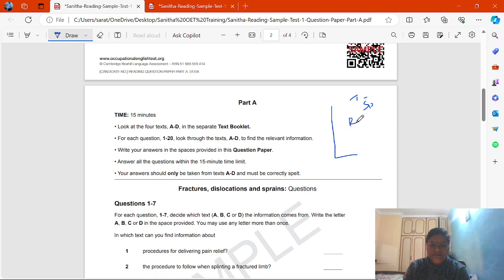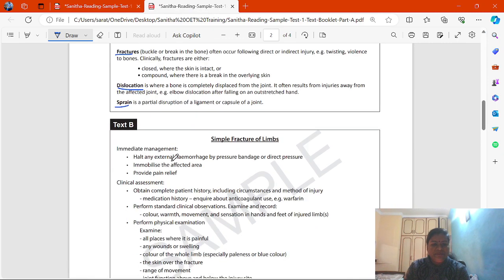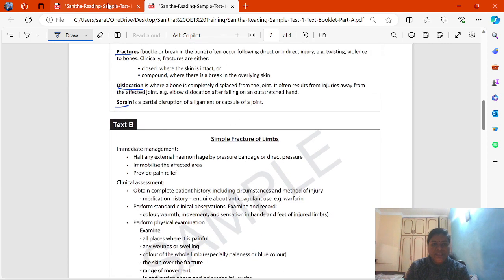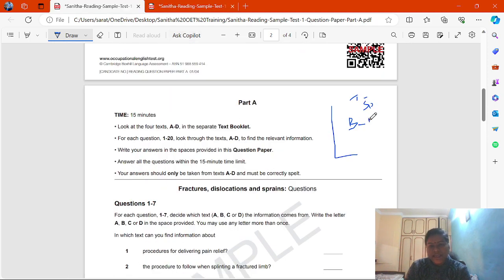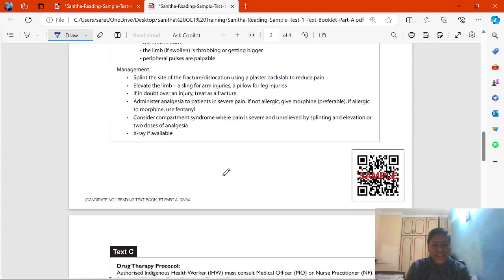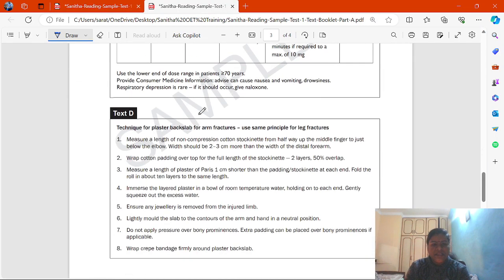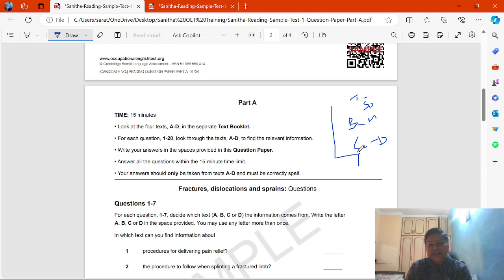Test B is immediate management, assessment and management. Test B, management and assessment. Test C is drug therapy. And Test D is talking about technique, plaster, back slab. This much information is enough to do this test.